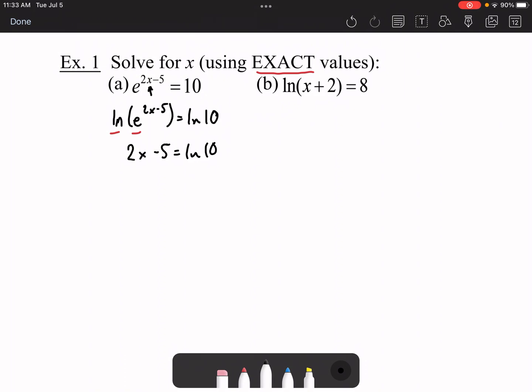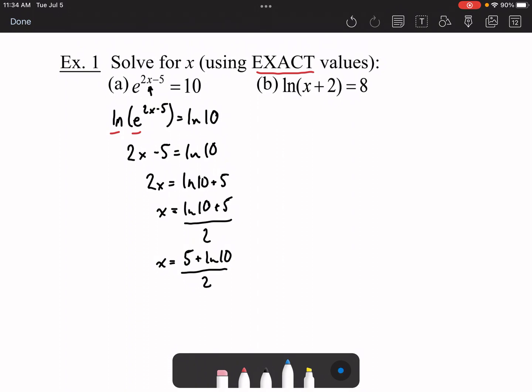Now to solve for x, we just add 5 to both sides. So this is the natural logarithm of 10 plus 5. And then we divide both sides by 2. And we get this expression. Now, if you want, just so you don't get confused, you can write the 5 in front of the natural logarithm of 10 and divide by 2. A common error is to see the 10 plus the 5. Just realize that's an error.